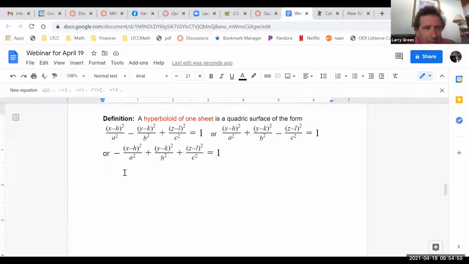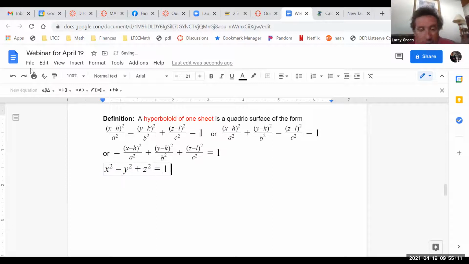Always good to have examples. So what if we had x squared minus y squared plus z squared equals 1. So I tried to pick a really easy one. So notice that here there's no shifting, so the center's at the origin. A, B, and C are all the same, but we have a minus for the y squared.